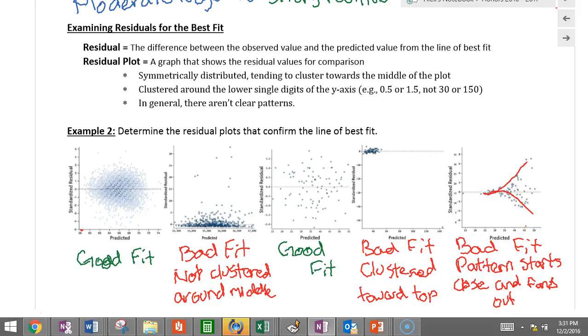Okay? All right, that's all we're going to talk about today for the notes. So just regression and residuals.